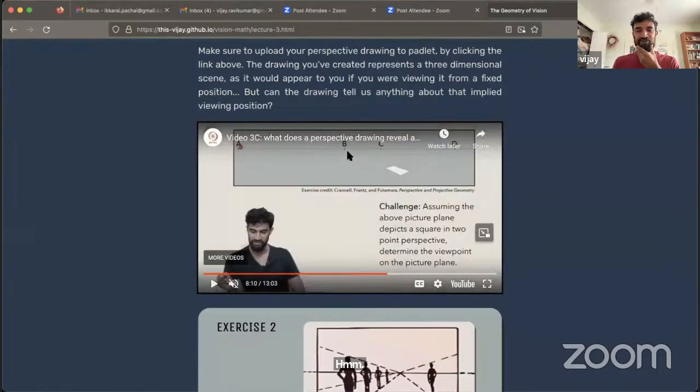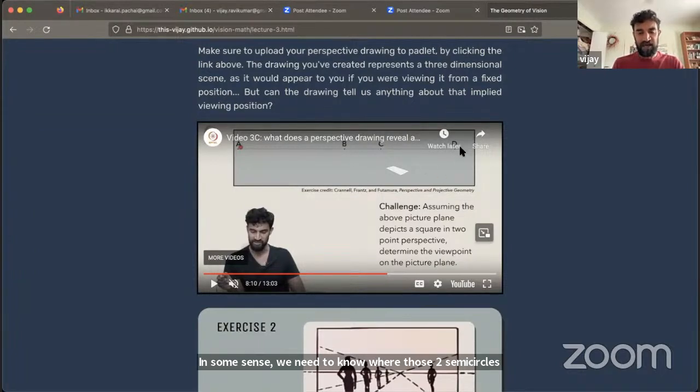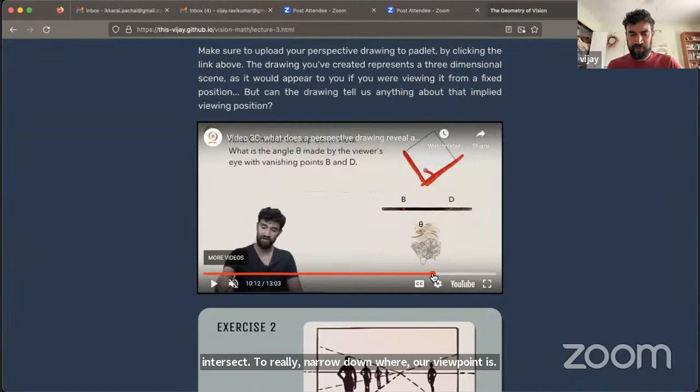This picture is actually kind of useful because we have A, B, C, and D all marked. You can imagine drawing a semicircle connecting B and D, and a semicircle connecting A and C. In some sense, we need to know where those two semicircles intersect to really narrow down where our viewpoint is on the left-right axis.